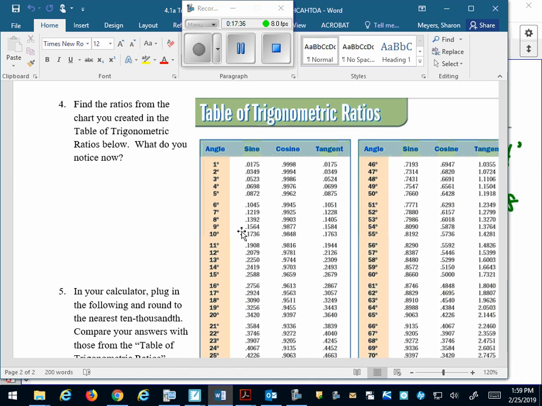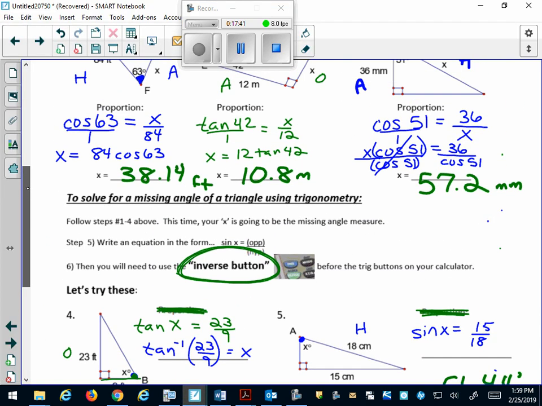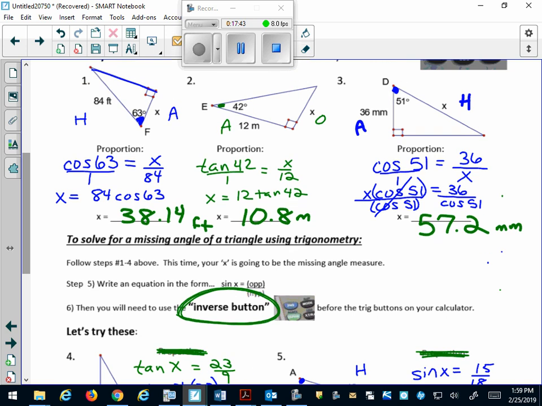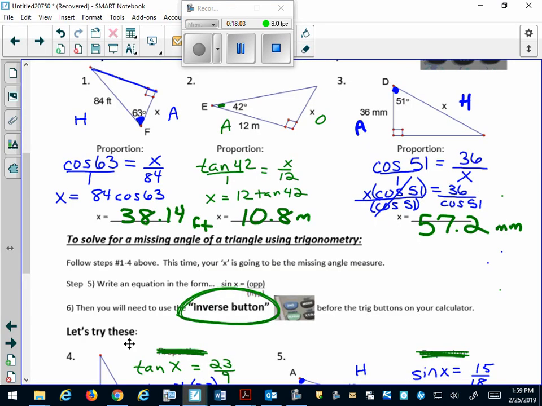So, how would I do my math then if I didn't have a calculator? Well, for example, this one here, I would look up what the cosine of 63 is. Here's 63, right here. Cosine is 0.4540. You see it? So that's what I put, 0.4540. And so I would do 84 times 0.4540, and then I would get my answer. Right? Yep.